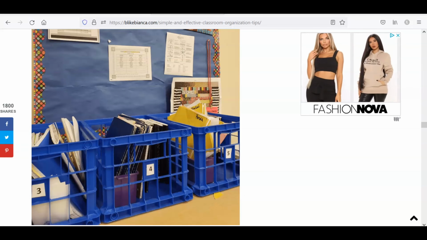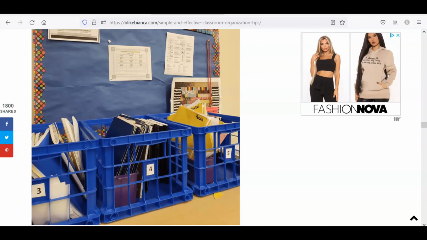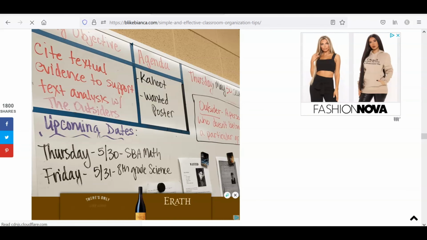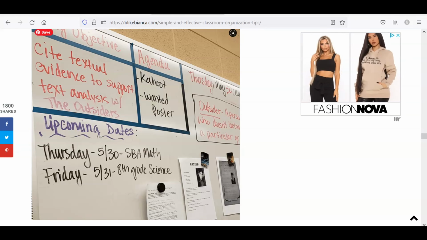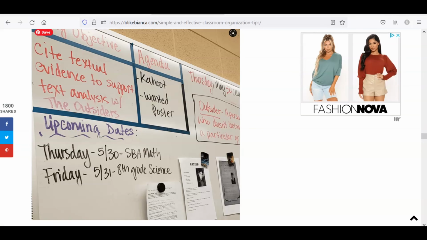So I color code the classes so that students know easily where their things are based on the color. The next part is just another place to show what we're working on for the day, what the objective is, and what our agenda is going forward. This also has upcoming dates. Students always like to know when we don't have school. Of course, they also want to know when there's an assembly and things like that. So I always put upcoming dates up on the board.